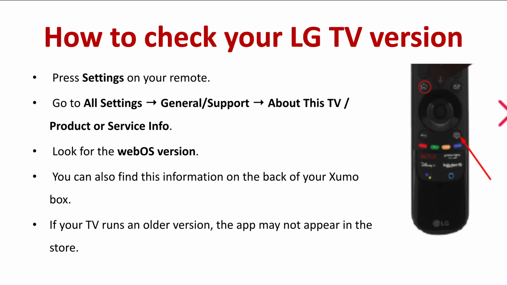How to check your LG TV version. Press Settings on your remote, then go to All Settings, then General, Support, About This TV, then Product or Service Info. Look for the webOS version. You can also find the information on the back of your TV box. If your TV runs on an older version, the app may not appear in the store.